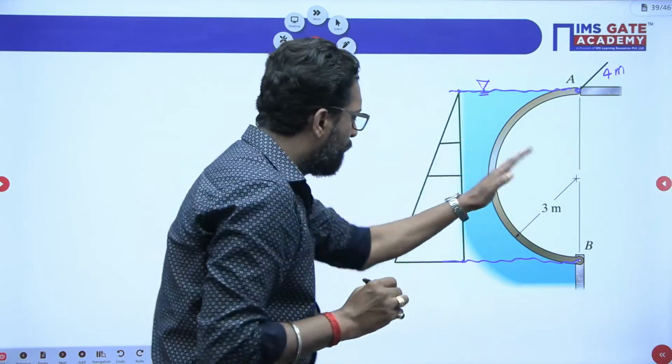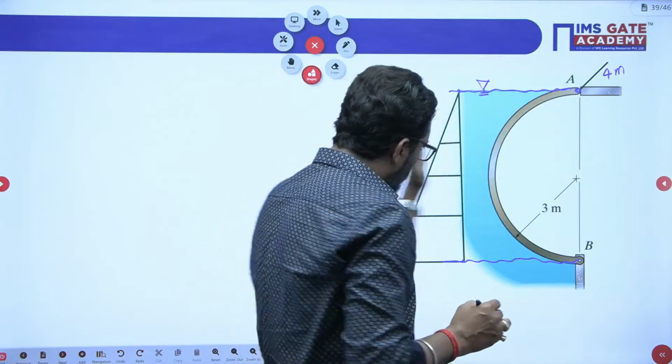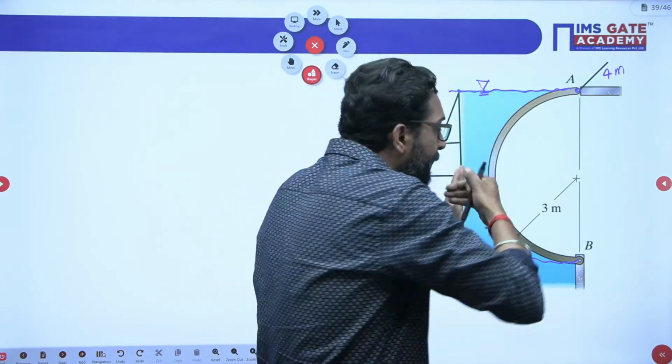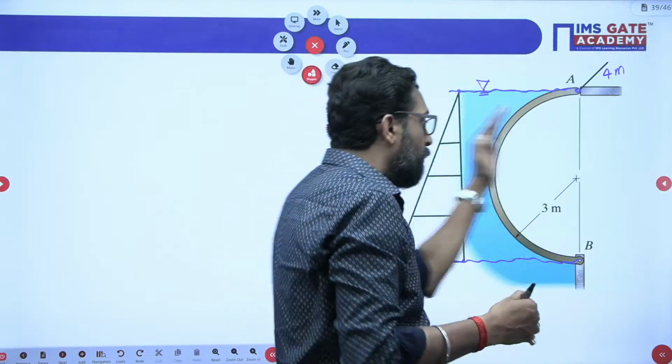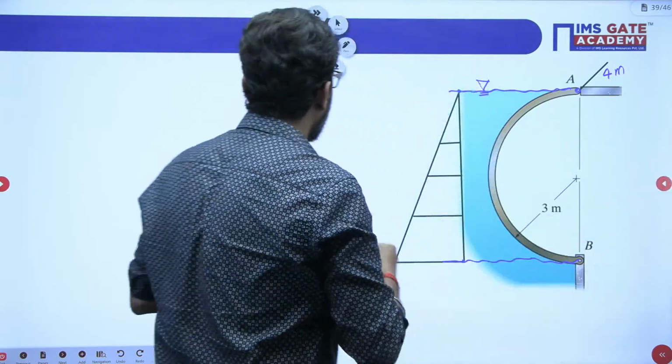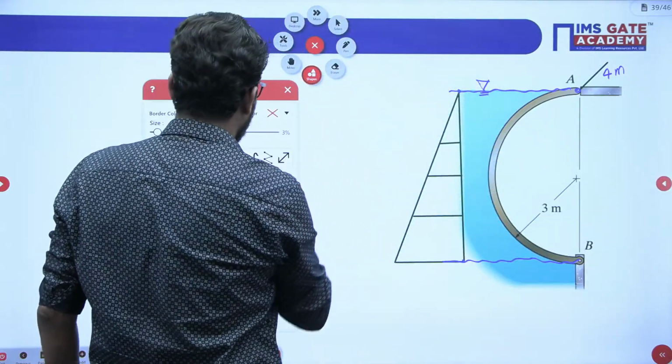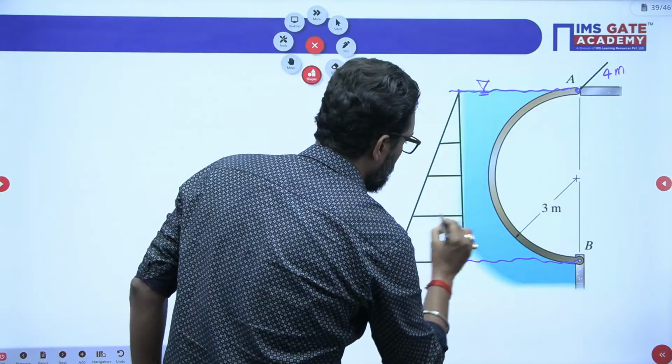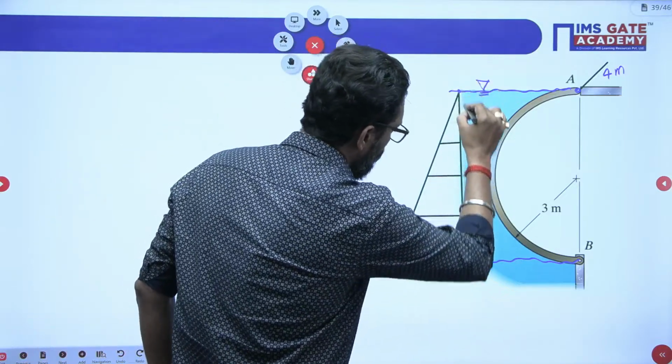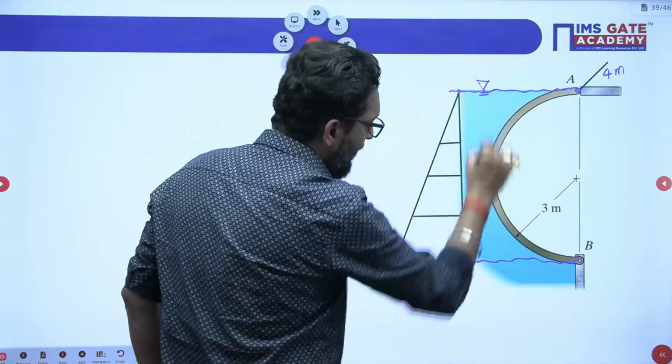Now, my dear, the fluid is on this side, so the hydrostatic force will act in the right side direction. So this is your pressure triangle.